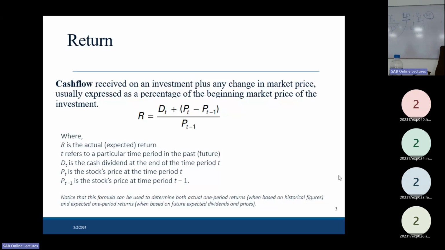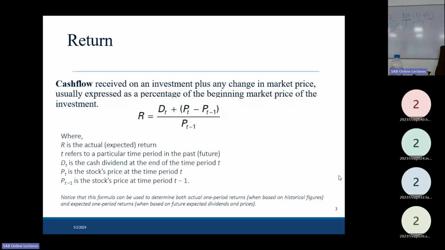If you invested in equity shares of a company, what return do you expect? If you invested in ordinary shares of a company, what are the expected returns? You will expect dividends and capital gains. These are the expected returns. So this is cash flow, not the profit. Cash flows received on an investment plus any change in the market price. So that is dividend and the change in the market price. When the market price is changing, you will get the capital gain or loss.